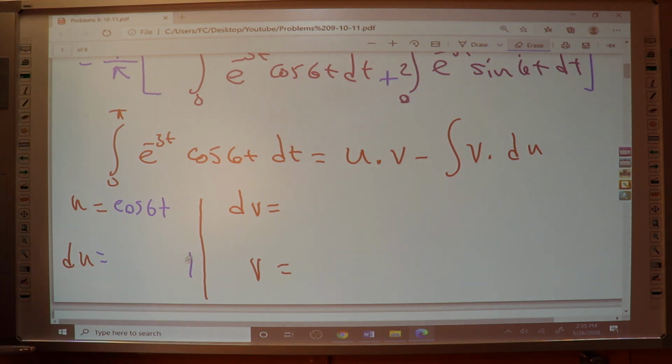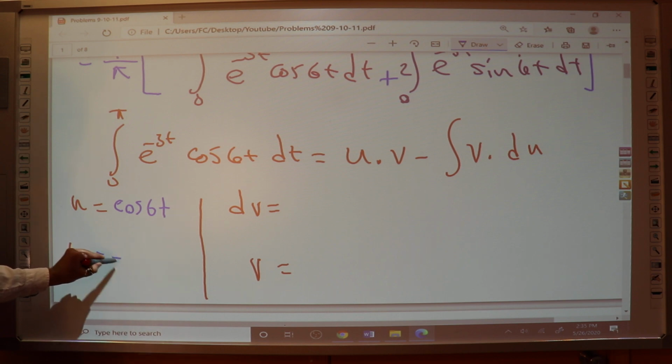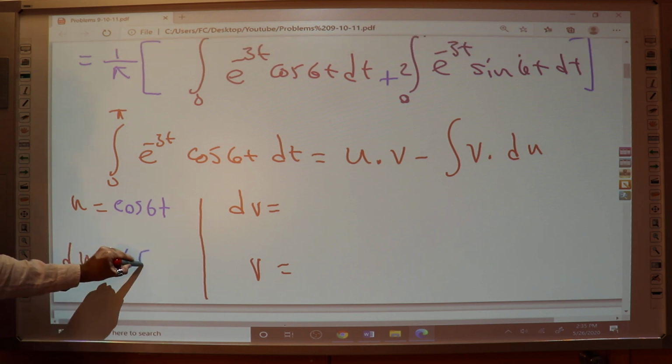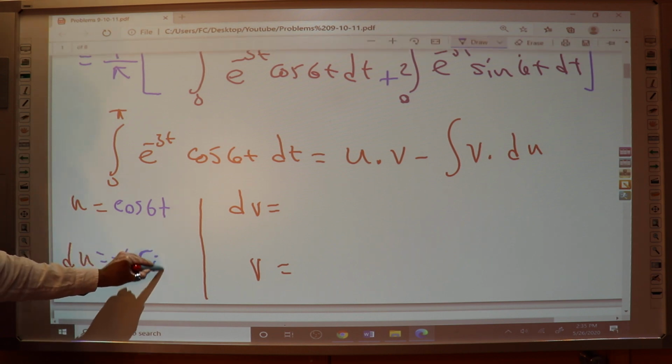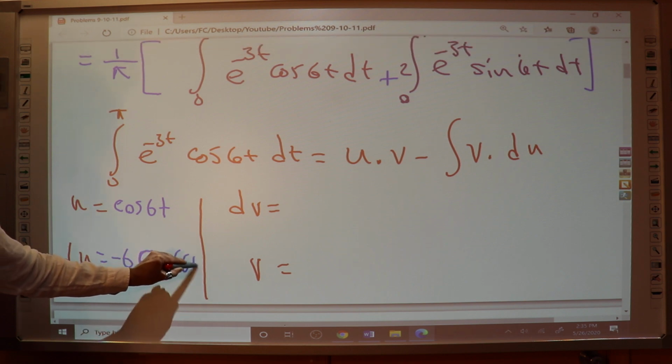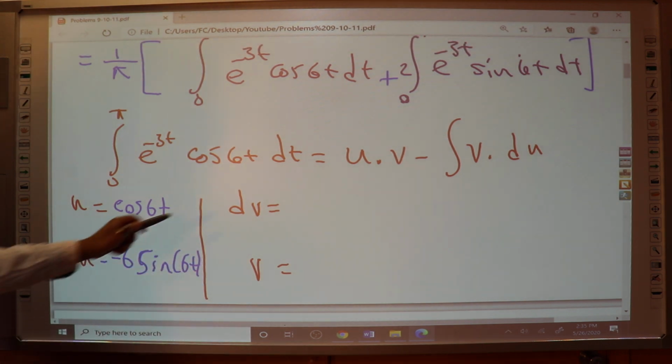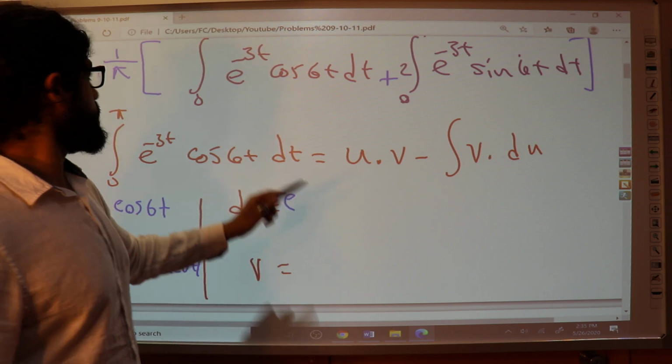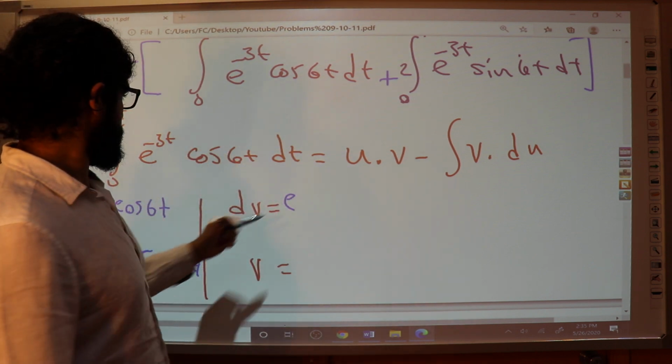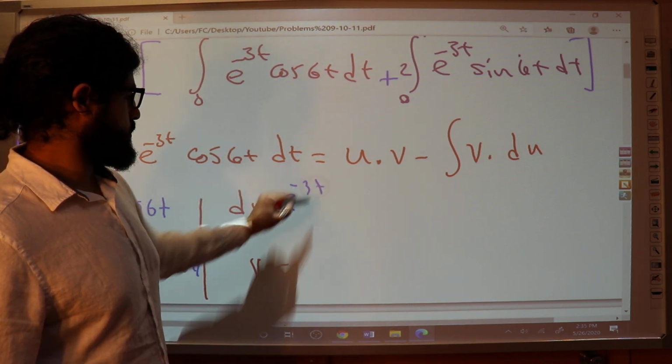And small handwriting. Okay, I'm going to give it back a little bit. So negative 6 sine 6t. Good job. Okay, now dv. And dv is going to be e to the negative 3t. Same color.